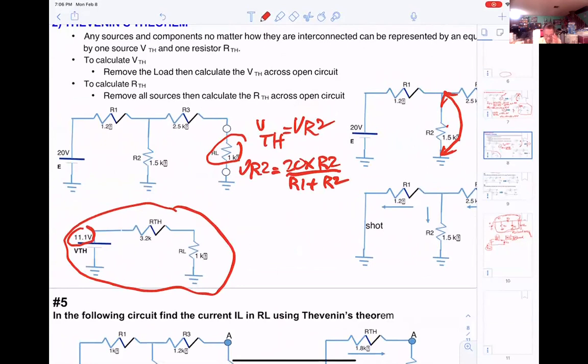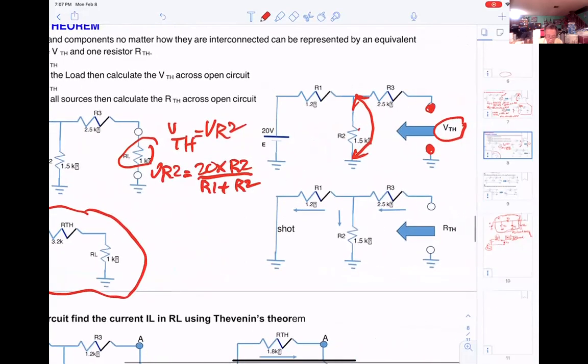Okay? And now, next, calculate the RThevenin. Remove the source, then calculate RThevenin across the open circuit. The same way to remove the source: a voltage source will be shorted out, and a current source must be open. So on this circuitry, I want to calculate the RThevenin. First thing I need to remove this guy. So now we short it here.